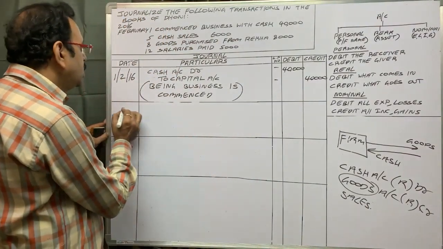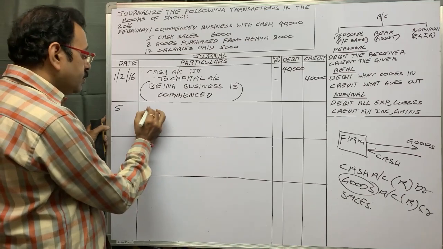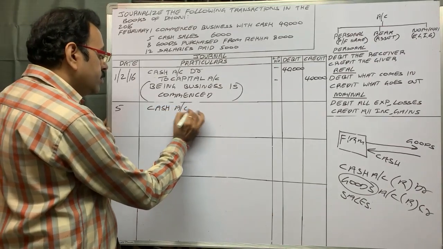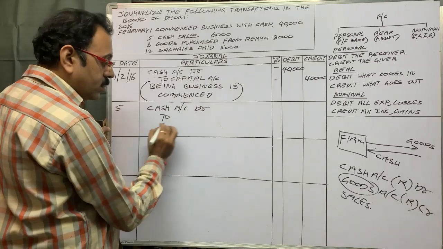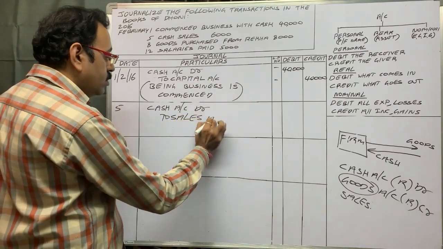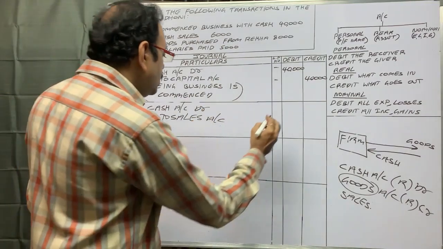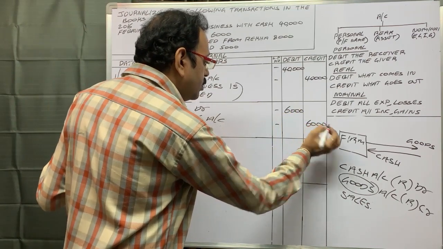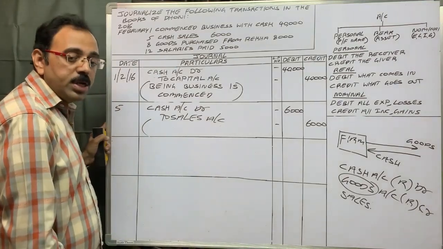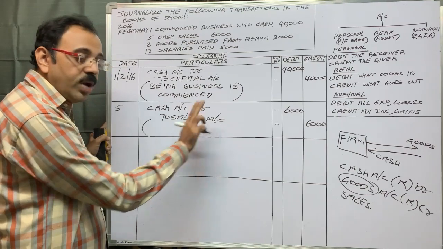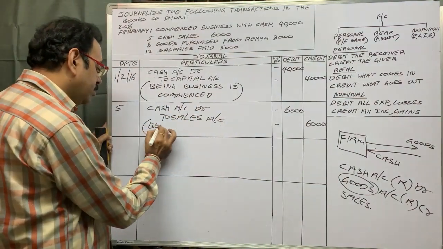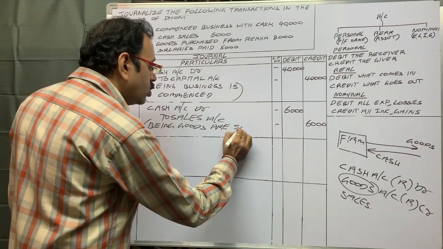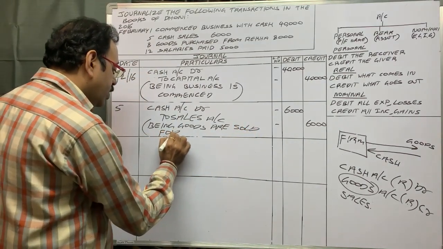Then the final entry is date 5th. Which account is to be debited? Cash. Amount is 6,000 rupees. Now, narration. What happened here? We sold goods for cash. Being goods are sold for cash.